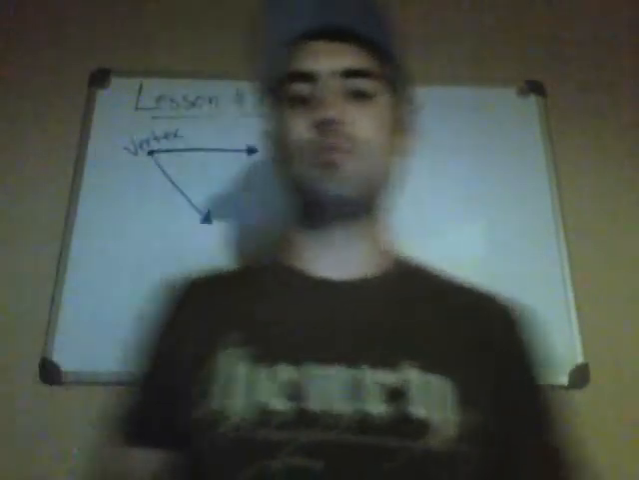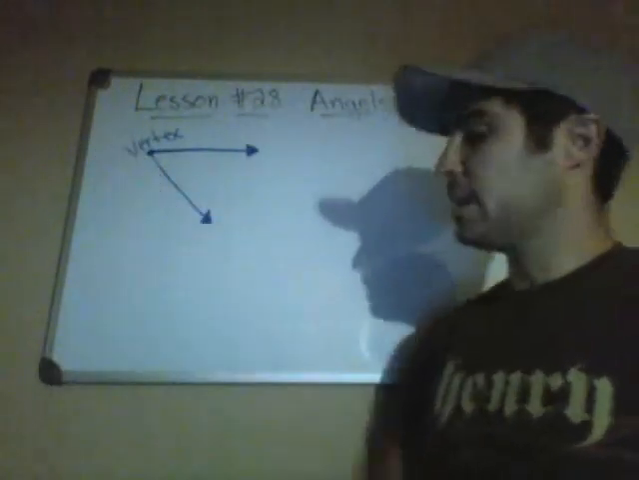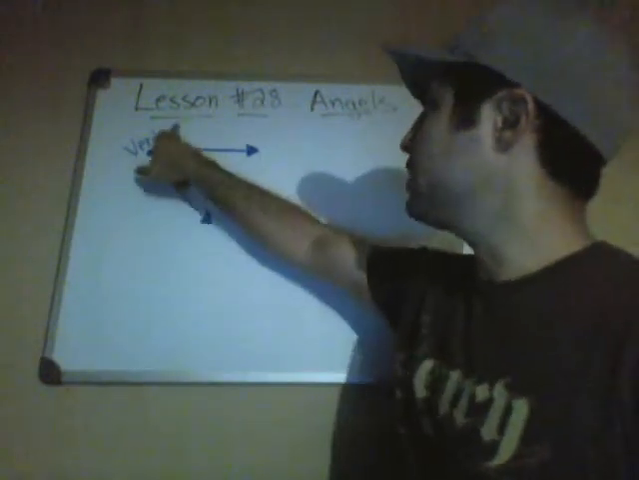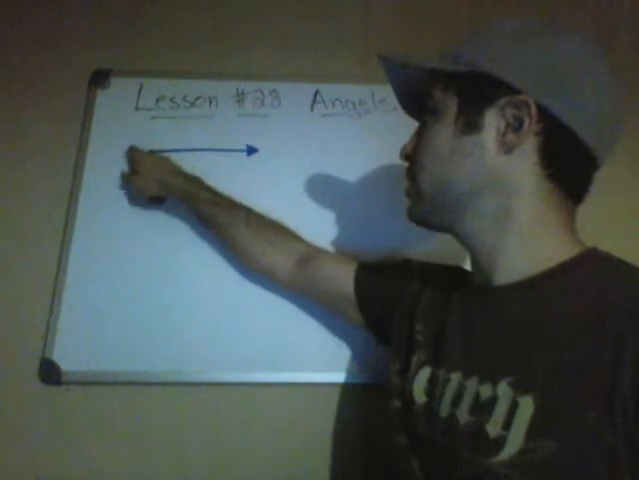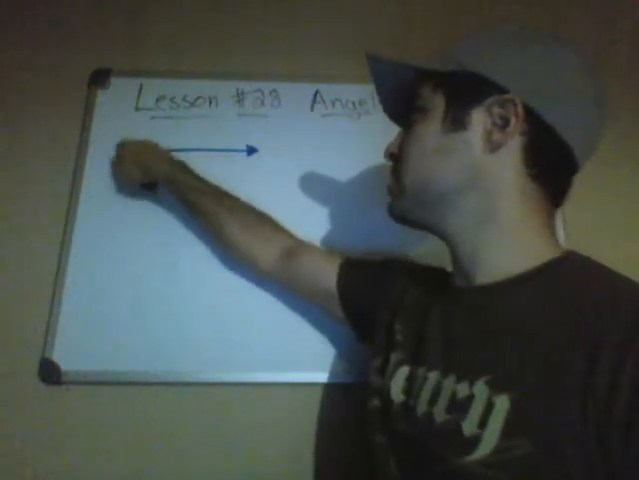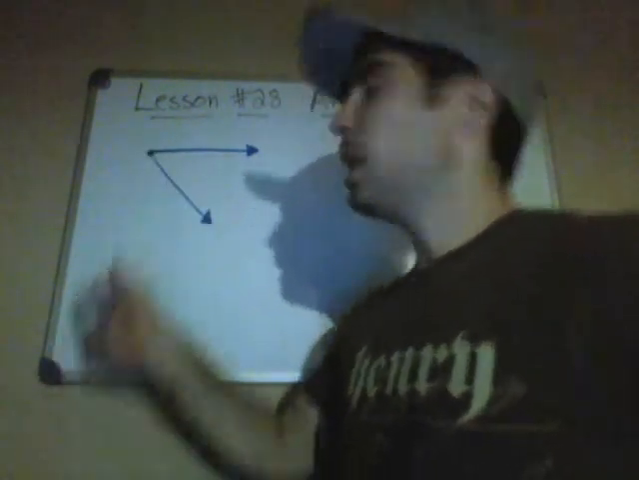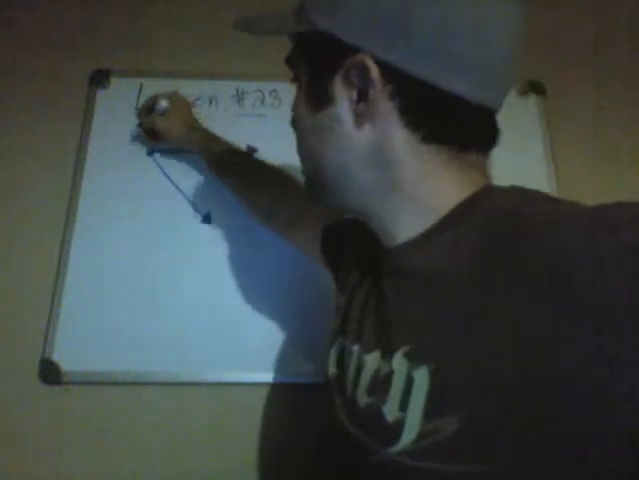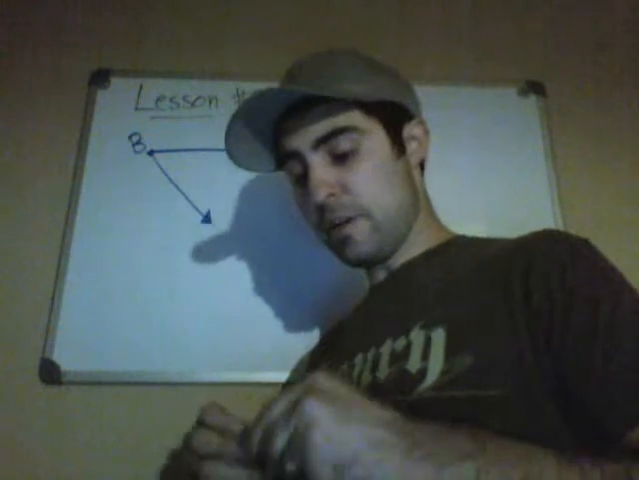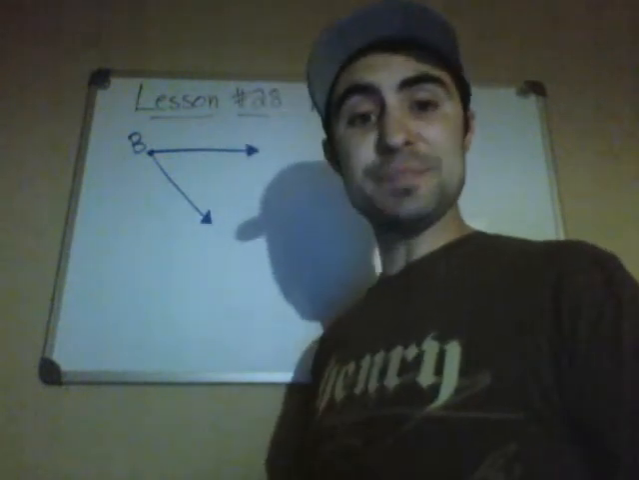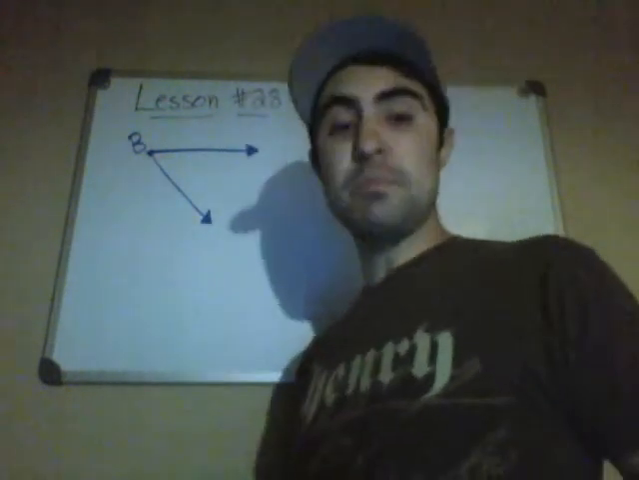So this vertex right here, if I can get out of the way, this vertex is going to have a name. We're going to name it. The little point that's created when two rays have a common endpoint is called a vertex, but we're going to name this vertex. We're going to name him B. I don't know how I decided that it was a he, but this vertex right now is named B.